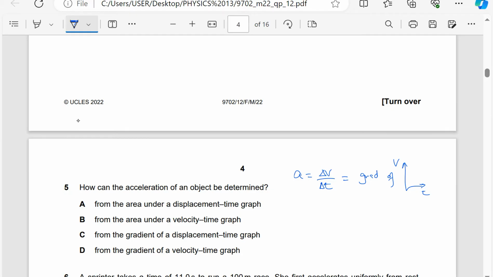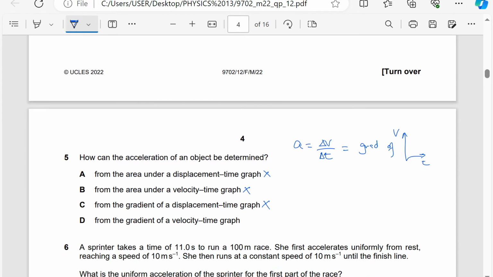From the area under displacement time graph: that one does not give us acceleration. Area under velocity time graph, this one gives us displacement. The gradient of a displacement time graph gives us velocity. And lastly, from the gradient of a velocity time graph. So the gradient of a velocity time graph is the one which gives us acceleration. This one gives us velocity. Area gives us displacement.